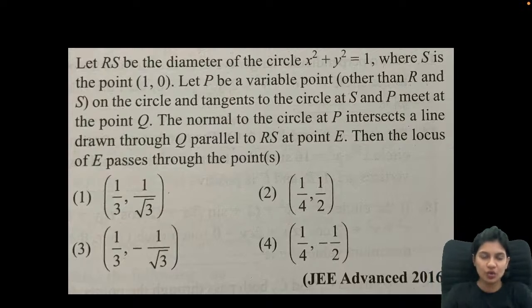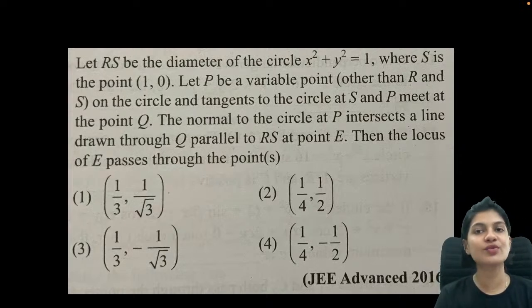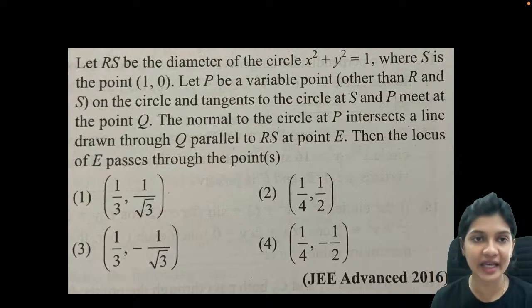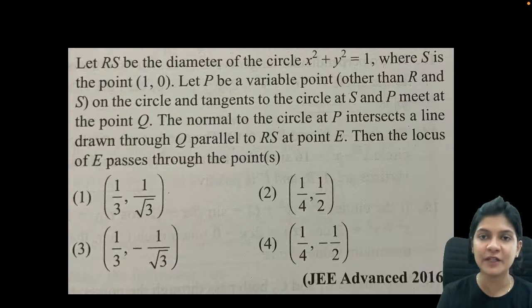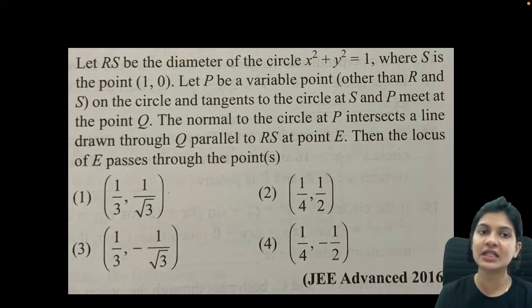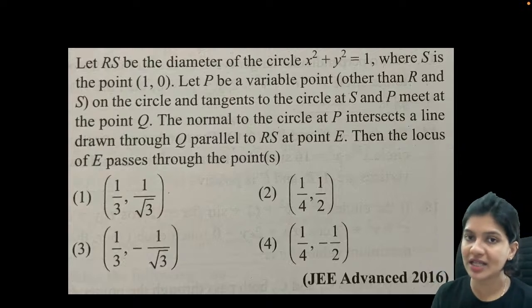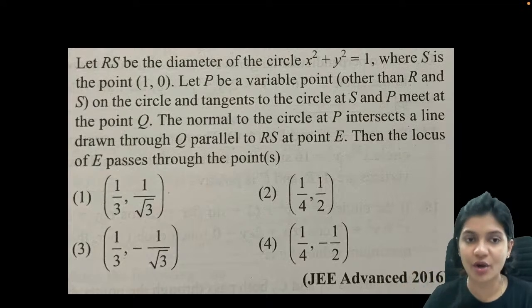Try it. So given that, let RS be the diameter of the circle x² + y² = 1, where S is the point (1, 0). Let P be a variable point other than R and S on the circle, and tangents to the circle at S and P meet at the point Q. The normal to the circle at P intersects a line drawn through Q parallel to RS at point E. Then the locus of E passes through the point or points.